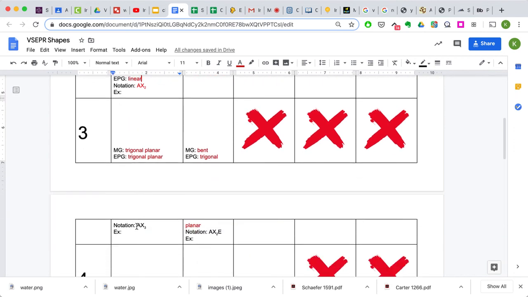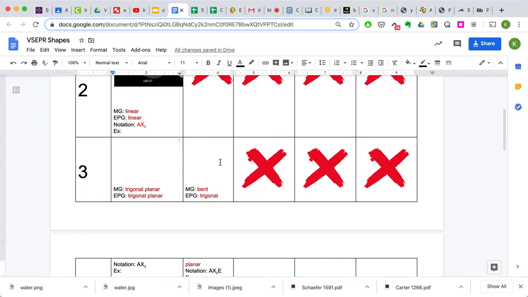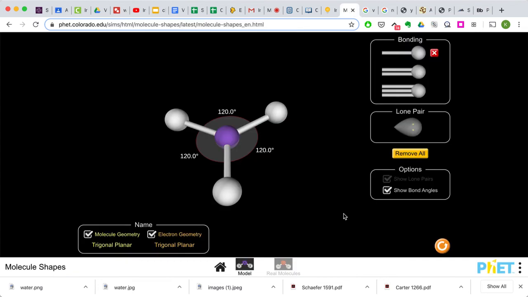Sometimes you have to scoot down. I even showed you how this is shown as AX3, and then the EX for the examples you're going to fill in later. I'm going to first do these. Worry about these examples later. That's where you're going to use the other tab of real molecules.